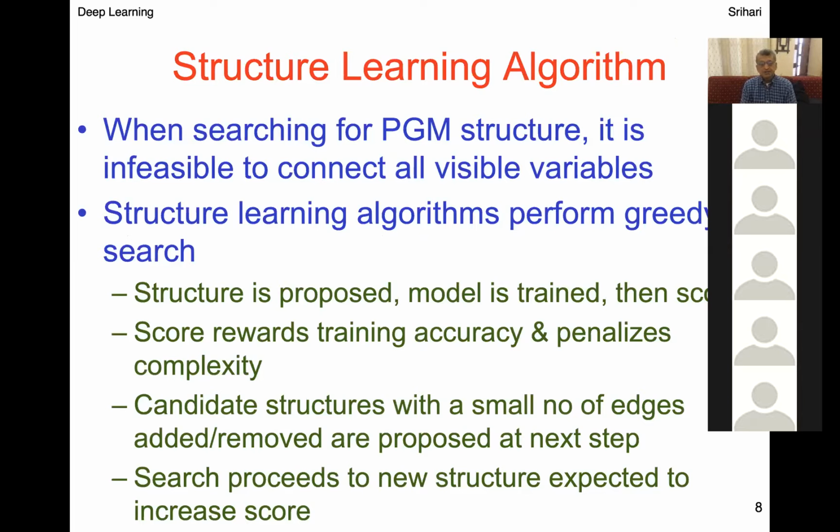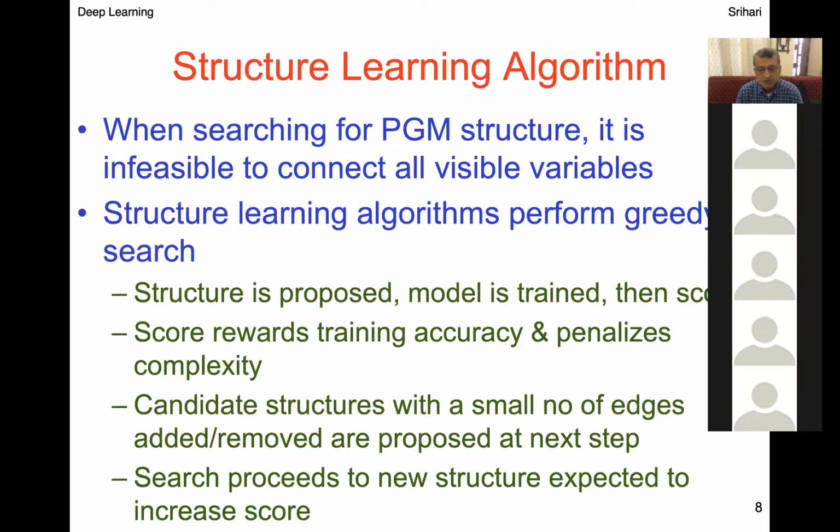About structure learning: when searching for a PGM structure, that is, how do we get the structure of this network? If you're considering an arbitrary PGM structure, it is infeasible to connect all visible variables. If you say, I'd like to construct a Bayesian network for my data set, then you would still have to consider all pairs of variables. And the way structure learning algorithms work is by performing greedy search, actually.